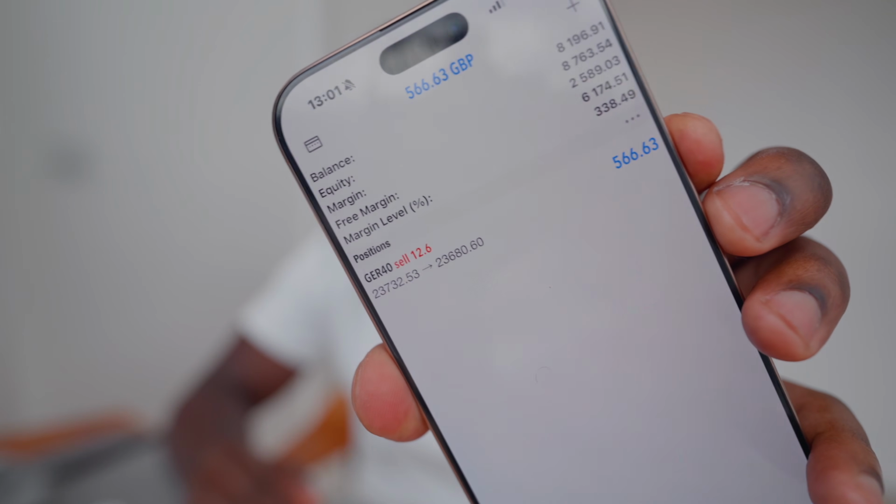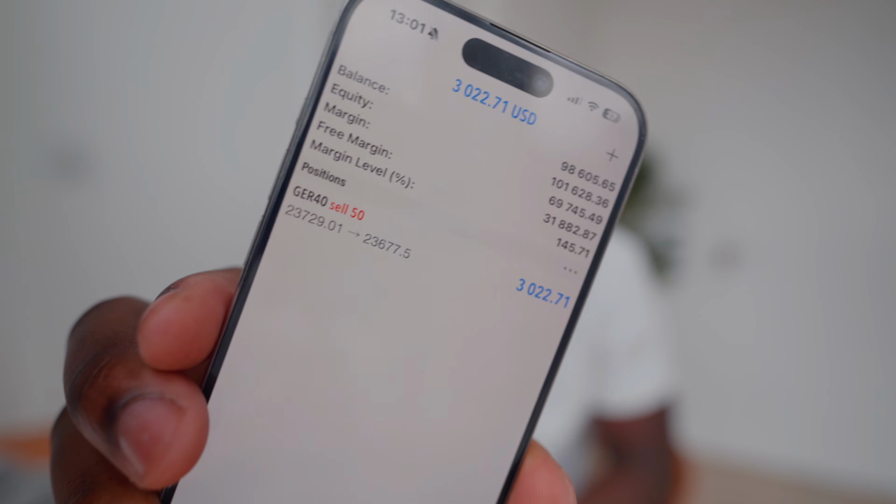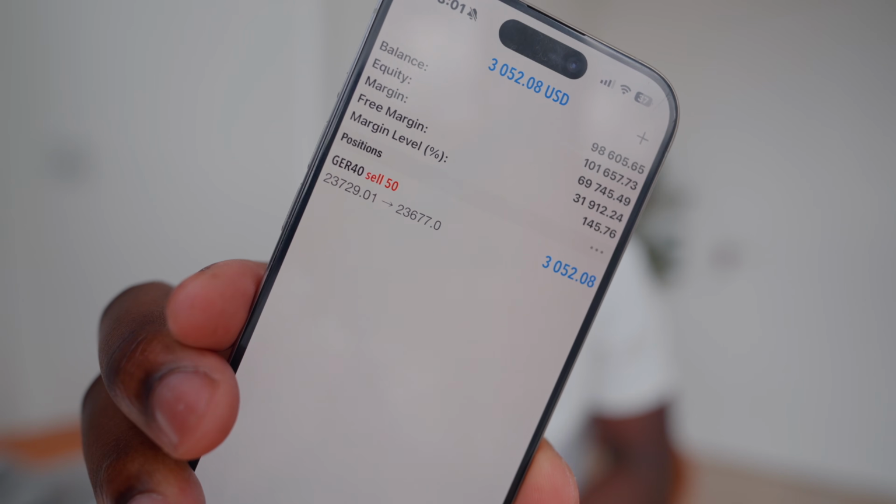So this trade I'm currently in at the moment is still sort of consolidating, but we're still in profit. And this trade is being copied onto my Blue Guardian prop firm challenge at the moment, and the challenge is going pretty smooth. Currently up 3k.